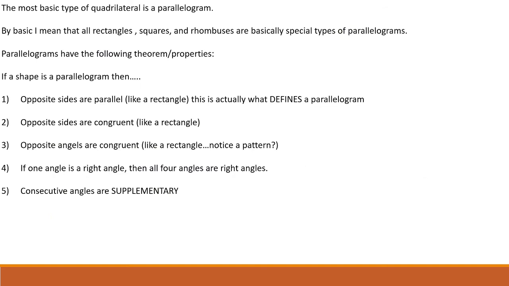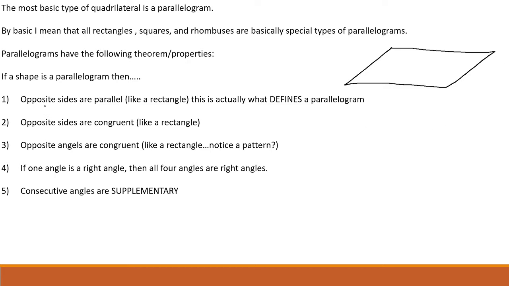So a parallelogram, remember, a quadrilateral is a four-sided shape, so it's a type of polygon. A parallelogram is a type of quadrilateral. It's the most basic type. It's kind of like the parent quadrilateral for most of the other quadrilaterals we'll talk about later. The best way to describe it in layman's terms would be a slanted rectangle. If you think of a rectangle and you slant it, you get this sort of image, and that's what people typically think of as a parallelogram.